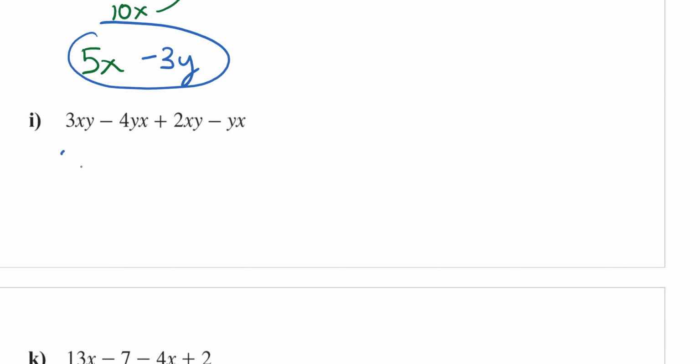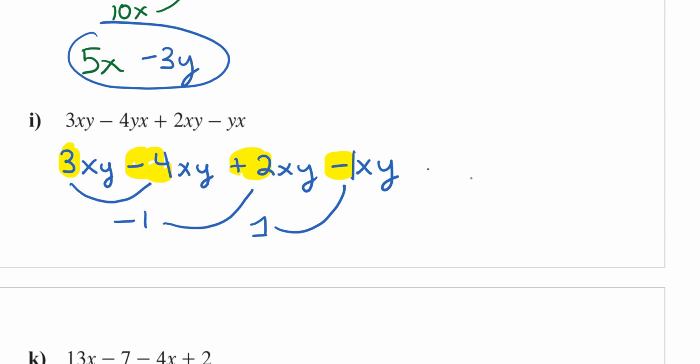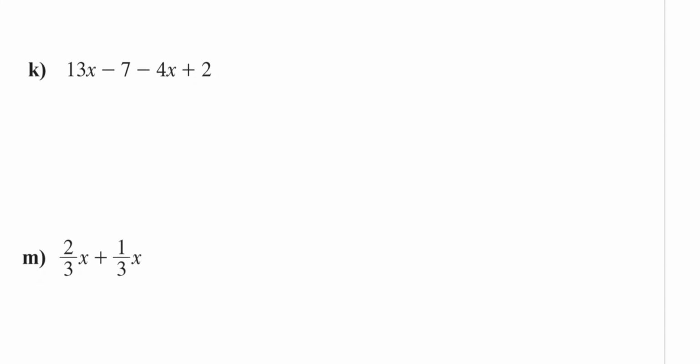For the next one, if you want to rewrite this as 3xy minus 4xy plus 2xy minus xy, you can do that. That way is very easy because all of these are like terms, so just look at the coefficients here. And we're just summing up all the coefficients now. So 3 minus 4 is -1. -1 plus 2 is 1. And then 1 minus 1 here is going to be 0. So my final answer here is 0xy, which is simply going to be just 0.